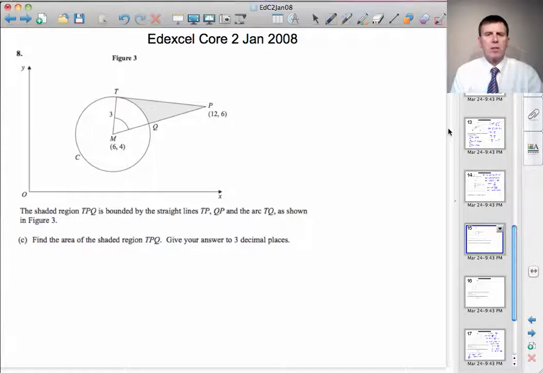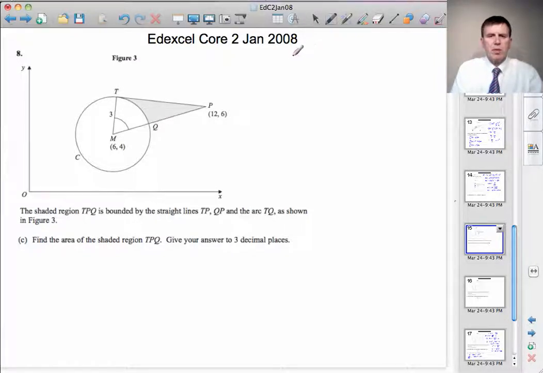And the final part of this question: the shaded region TPQ is bounded by the straight lines TP, QP and the arc TQ, as shown in figure 3. Find the area of the shaded region TPQ. Give your answer to 3 decimal places. Well, what we need to realise here is the area of the shaded region is just the area of this triangle, TPM, minus the area of this sector, TQM.